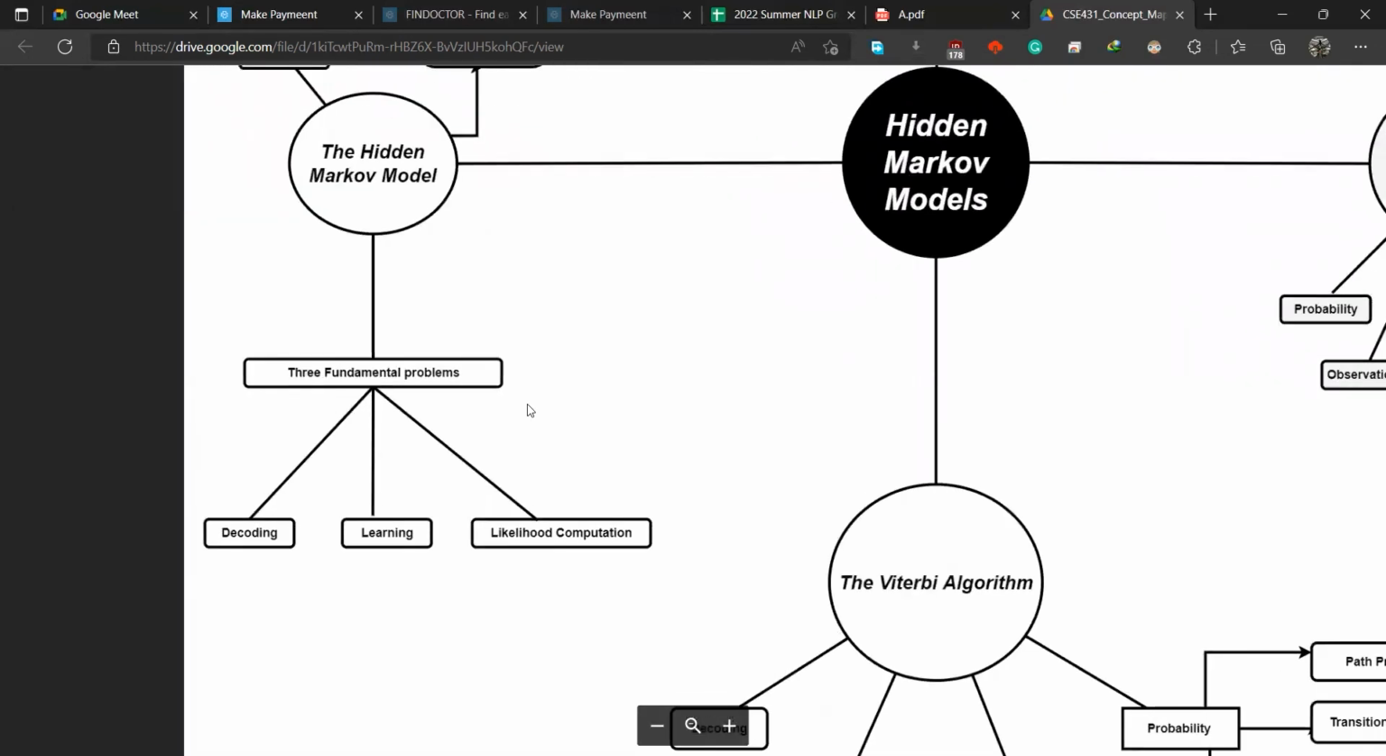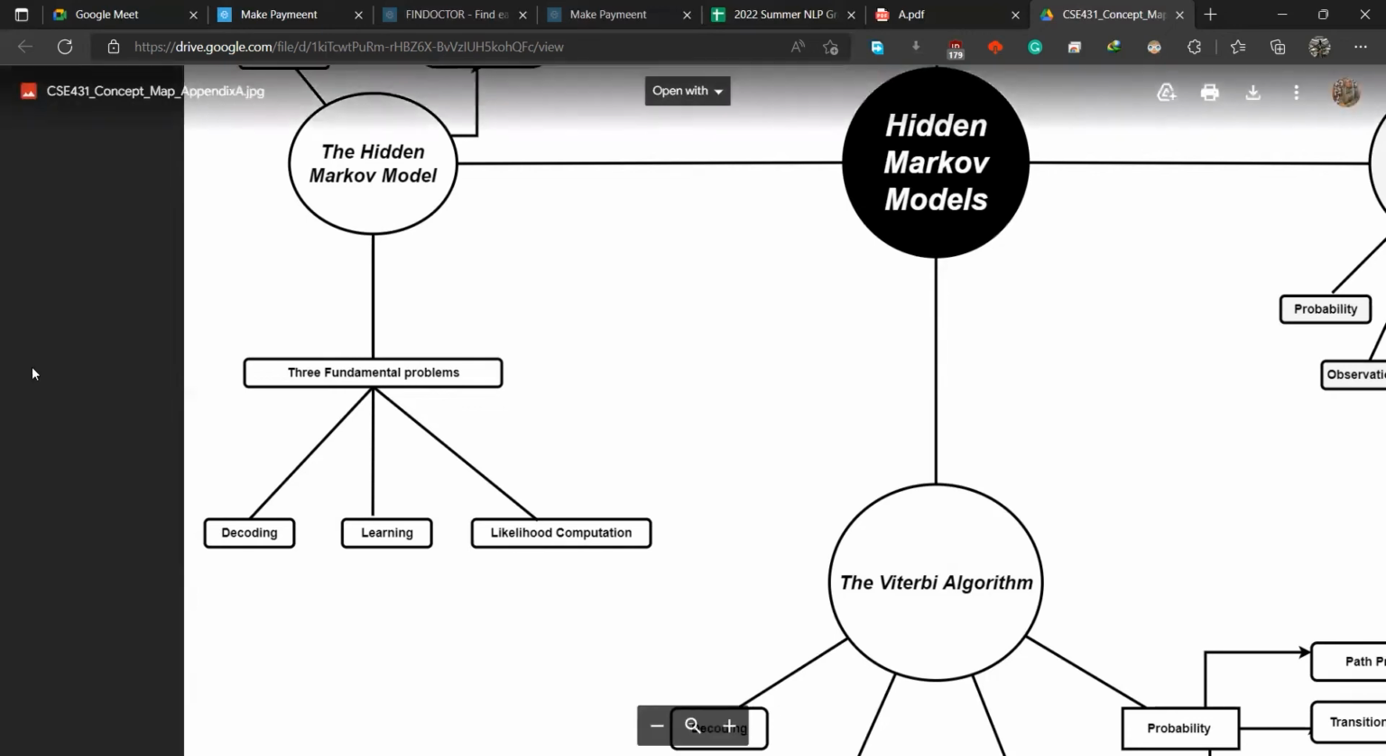Those are, firstly, problem one, likelihood. Given an HMM lambda equal to A, B and an observation sequence O, determine the likelihood, that is the probability of O given lambda. Secondly, decoding. Given an observation sequence O and an HMM lambda equal to A, B, discover the best hidden state sequence Q. And thirdly, problem three, that is learning. Given an observation sequence O and the set of states in the HMM, learn the HMM parameters A and B.